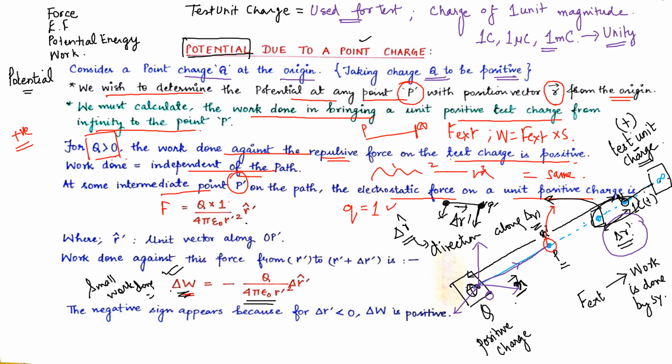So the negative sign which appears over here is because del W will turn out to be positive. That's why this distance from the origin, if we look, is giving us a negative value. This del R dash will be negative. So once we introduce the negative over here, these negative signs will cancel out to give us del W as positive.